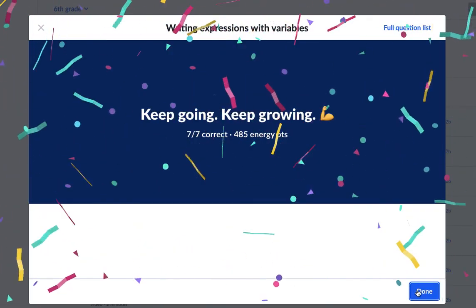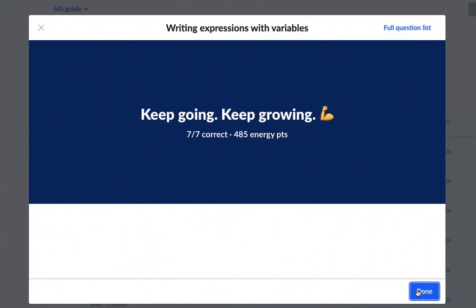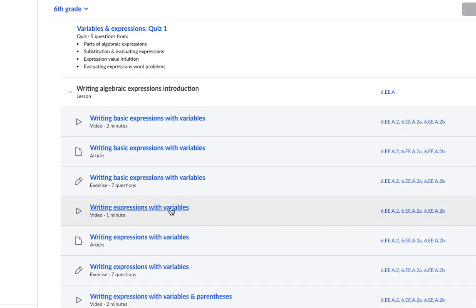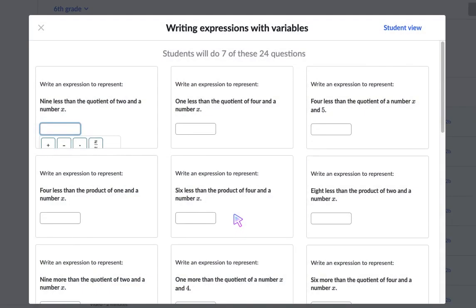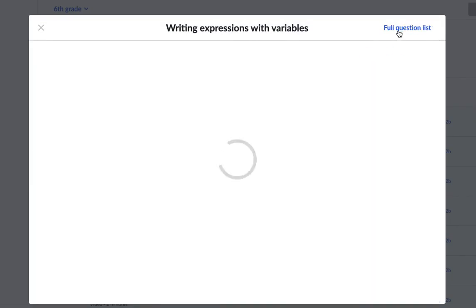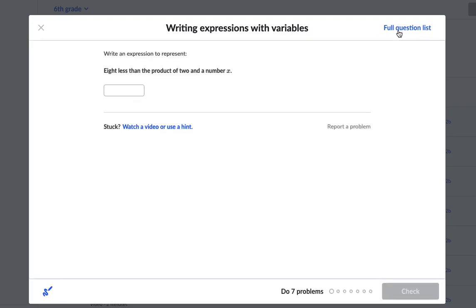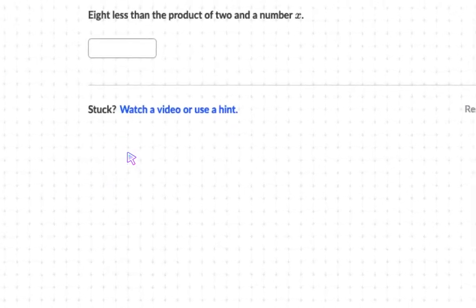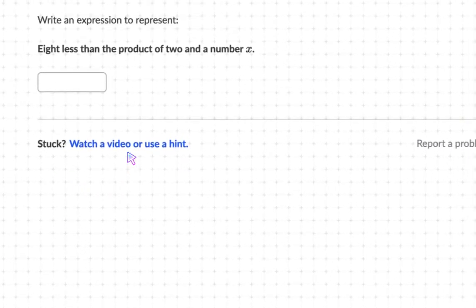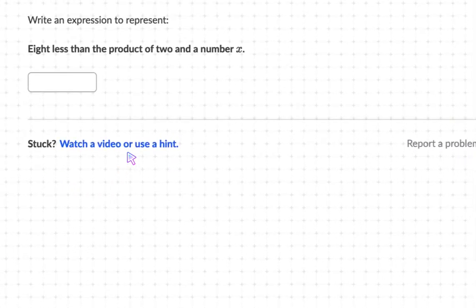Let's do some more for extra practice. So go ahead and pause your video and try this one on your own first. 8 less than the product of 2 and a number x.